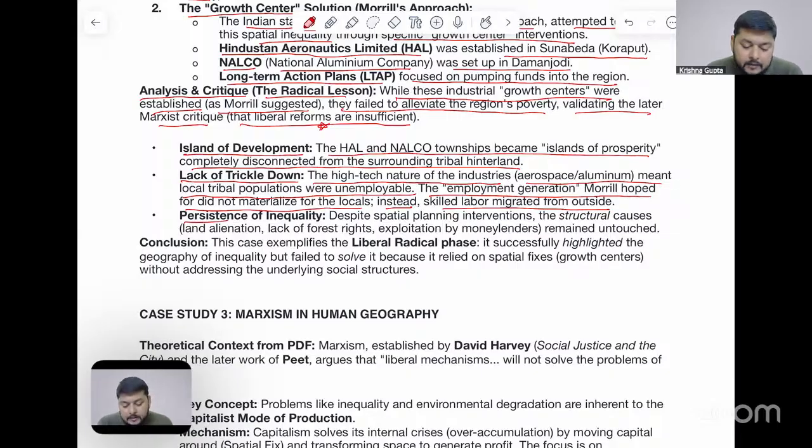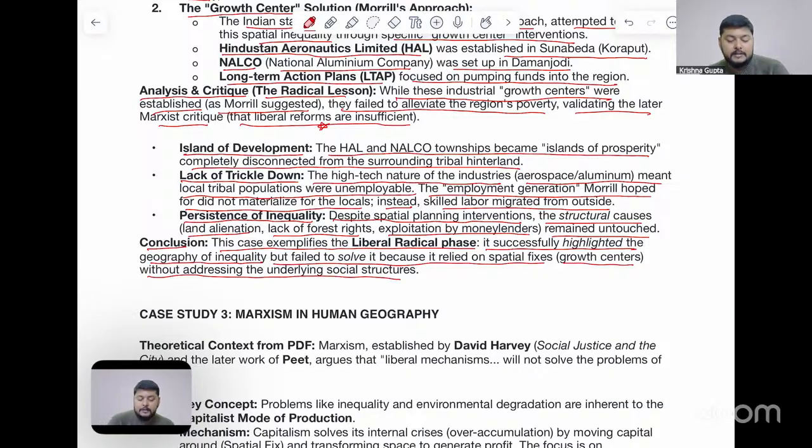So persistence of inequality remained here. Despite special planning interventions, the structural causes, that is land alienation, lack of forest rights, exploitation by moneylenders, remained untouched till now also. Now, conclusion we will see. This case exemplifies the liberal radical phase. It successfully highlighted the geography of inequality, but failed to solve it because it relied on spatial fixes, that is growth centers, without addressing the underlying social structures here.